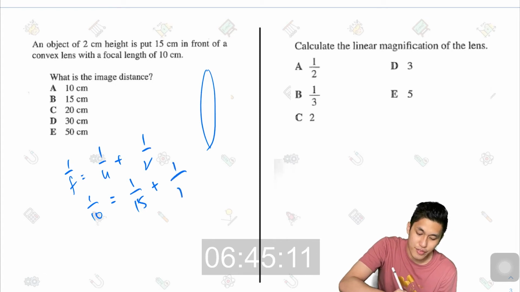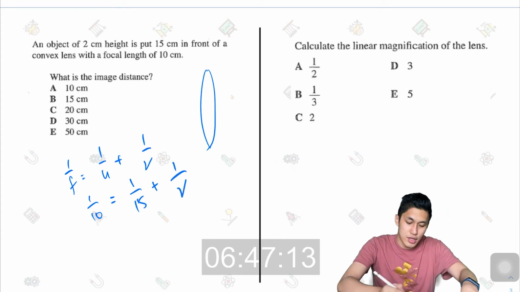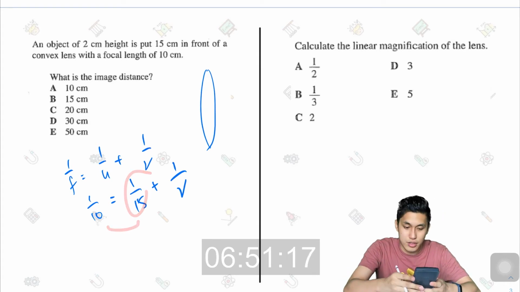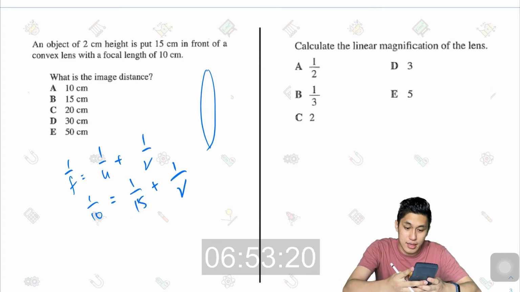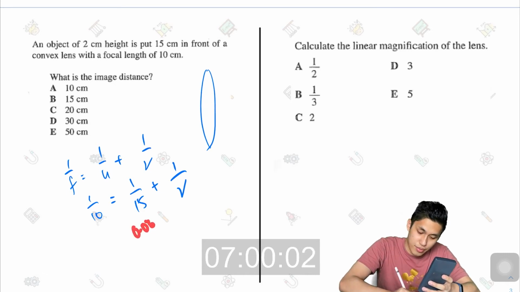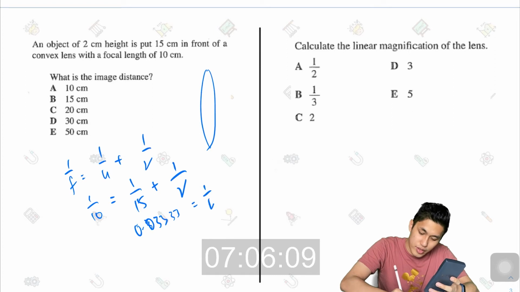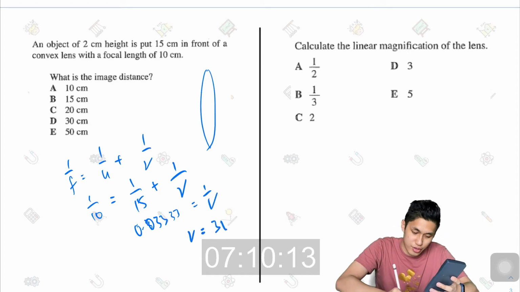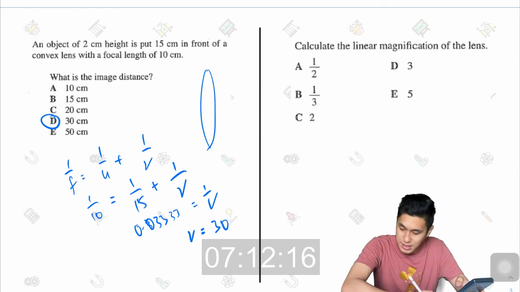So we're trying to find v, the image distance. I'll bring this over to minus it out. So 1 divided by 10 minus 1 divided by 15 is 0.033, which is equal to 1 over v. To get v, all I have to do is take 1 divided by the answer, which is 30. So I get 30 cm.